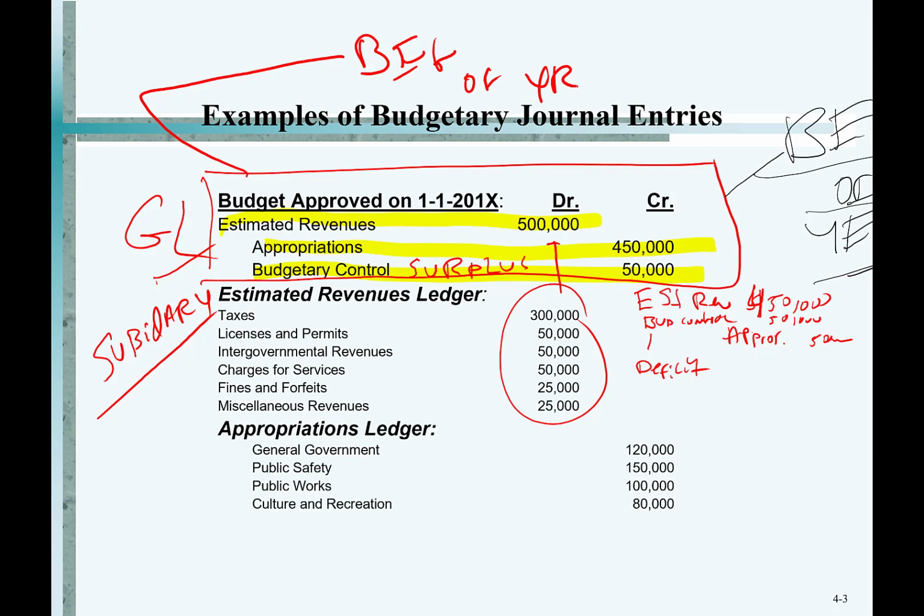Now, what happens? The legislature appropriates money that we can spend. We can't spend money without the appropriation, right? Now, we don't credit estimated expenditures, we credit appropriation. But that's how much money we have the legal authority to spend. So we credit that. The difference between what we think we're going to take in as revenue and what we think we're authorized to spend, that difference goes to budgetary control. And that's the credit to make this journal entry balance.